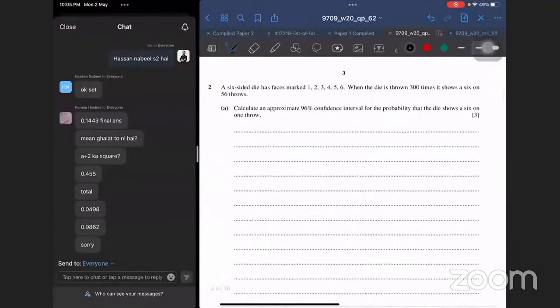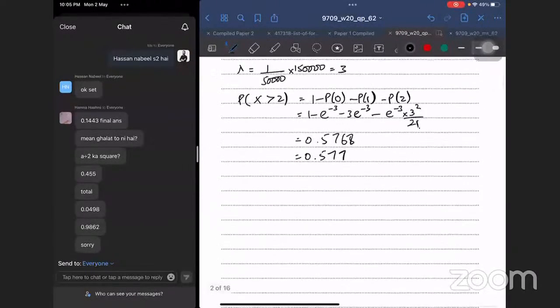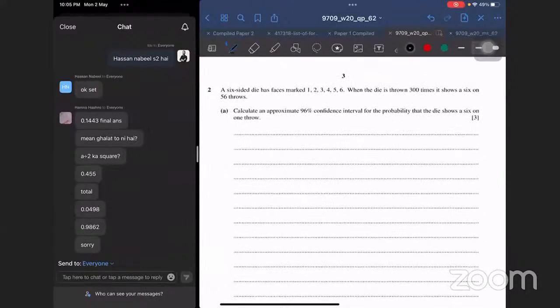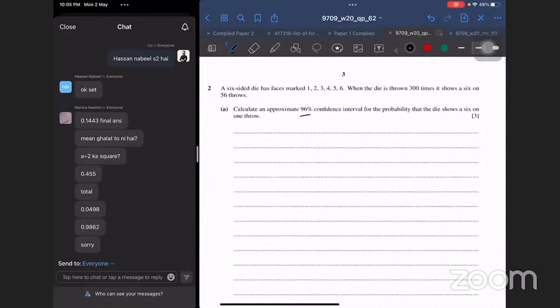Okay, then it says a six-sided die has numbered faces marked this, and the die is thrown 300 times. It shows a 6 on 56 throws. Calculate an approximate confidence interval for the probability that the die shows a 6 on one throw. So again, this is a sample proportion question and we will calculate it the same way as in the previous one. So I know that generally, when the die is thrown 300 times, it shows a 6 on 56 throws. So the sample proportion is 56 out of 300.